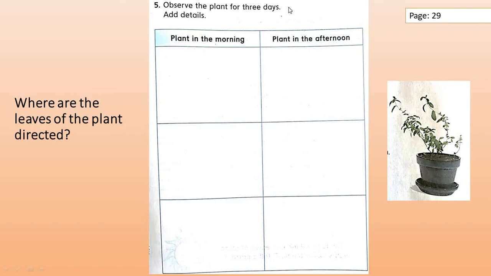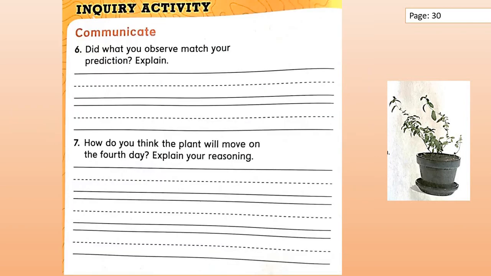Okay, grade 1, look at this plant. Where are the leaves of the plant directed? Is it to the left or to the right? You can see that the leaves are directed to the left. So, the sun is to the left, right? The sun is to the left of the plant. Excellent, grade 1. Great. Let's see the next page, grade 1.